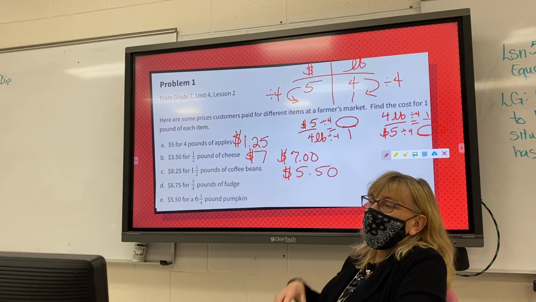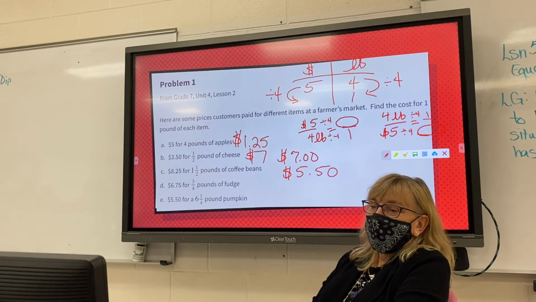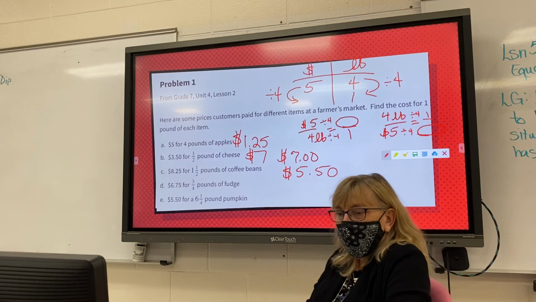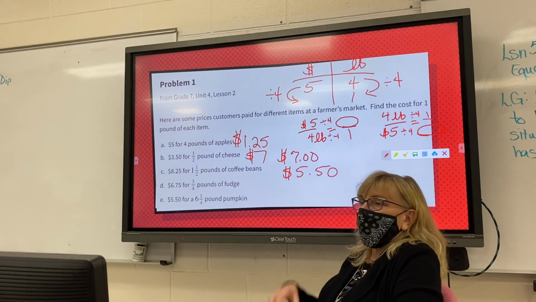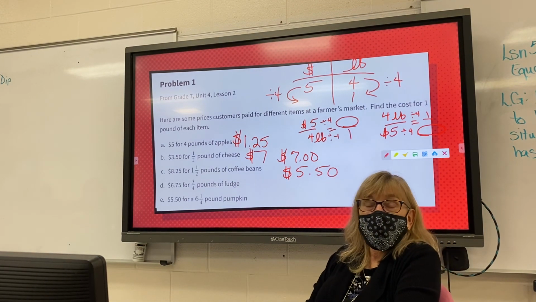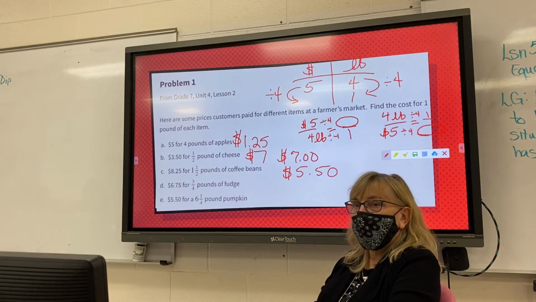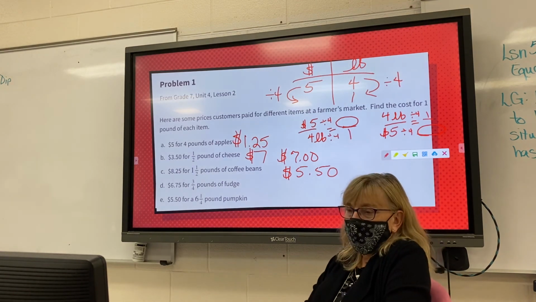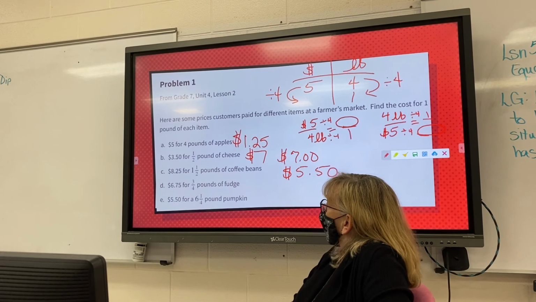Okay, money wants to be written the right way too. Like the person said, I don't remember who said it, money is always to the hundredths place. So if your calculator says 5.5, you gotta add the 0. Okay? All right.